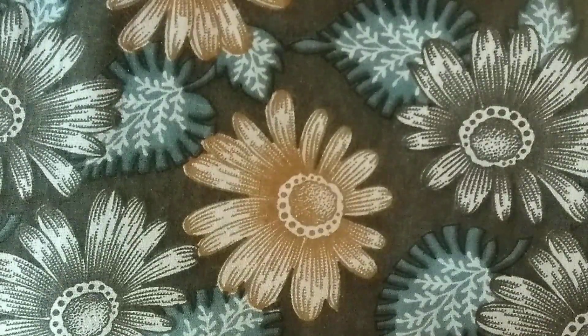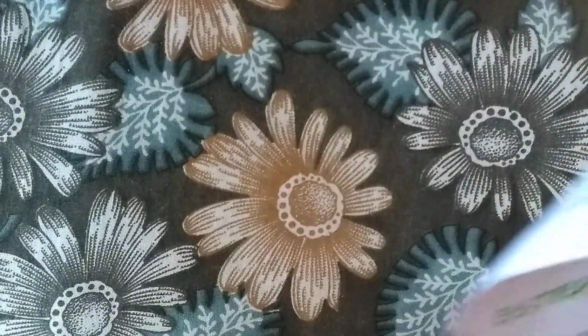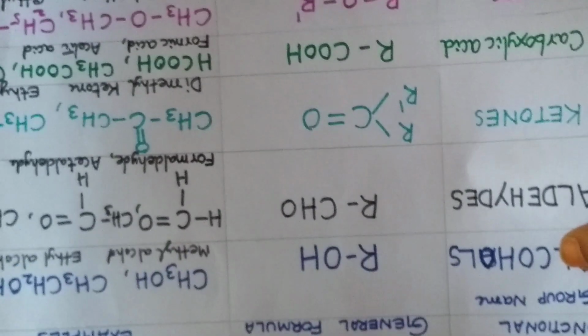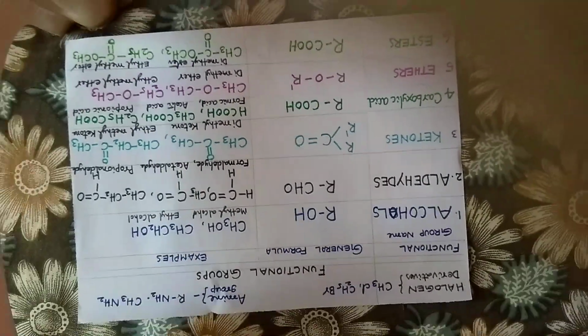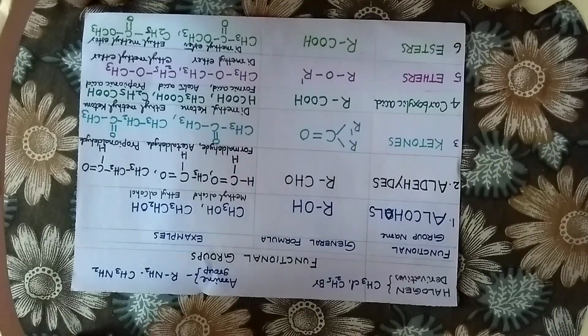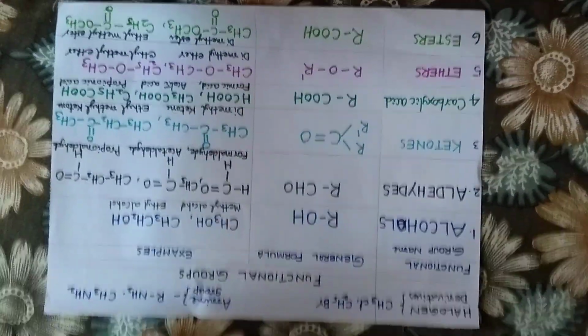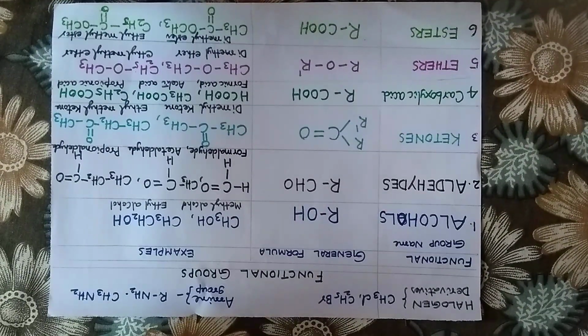Next, go for the next important thing, that is functional groups. See this. Mainly there are 6 functional groups containing carbon, hydrogen and oxygen.